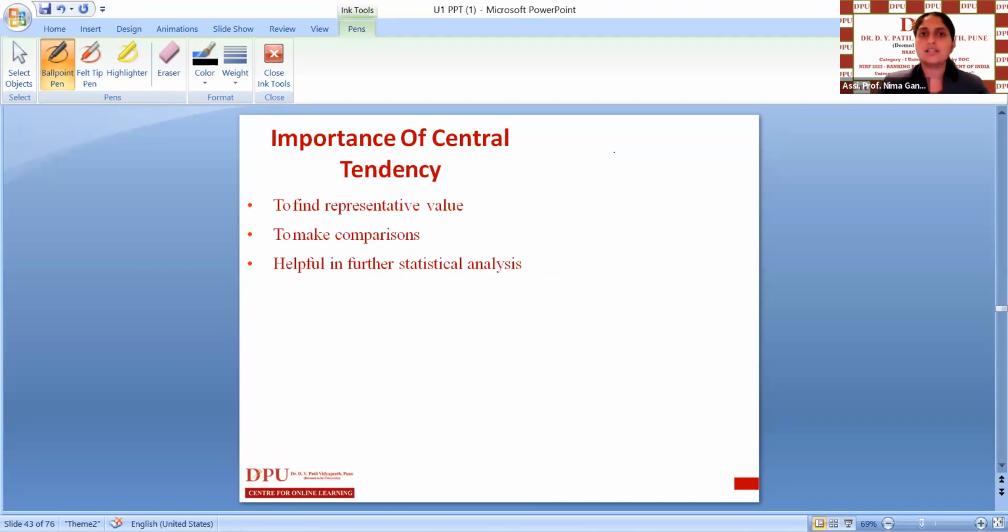So why is this important? Why is there importance of measures of central tendency? It gives you a single value which is representing your data, which you can use for comparison. The single value is available with you, so you can do the comparison between 2 data sets using that value. It is helpful in further statistical analysis. We have 3 measures of central tendency, that is mean, mode, and median. And mean is the only measure of central tendency which we use for further statistical analysis.